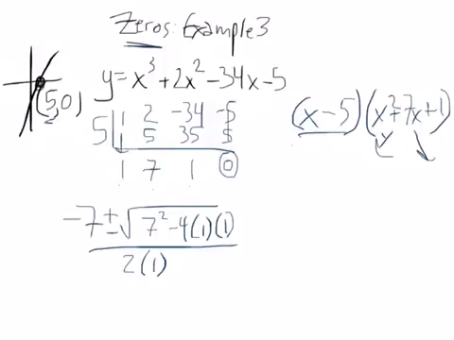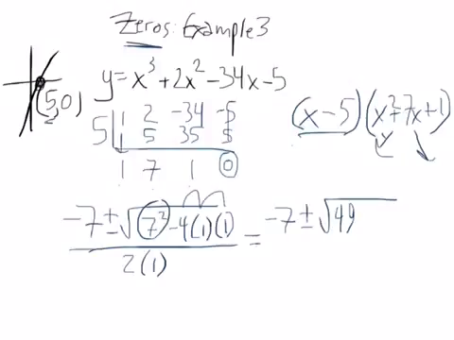A couple things to remember: the whole thing is over the 2a. And I'll do a little bit of arithmetic. Negative 7 plus or minus the square root of 7 squared, which is 49, minus 4 times 1 times 1, which is 4, all over 2 times 1, which is 2. 49 minus 4 is 45.